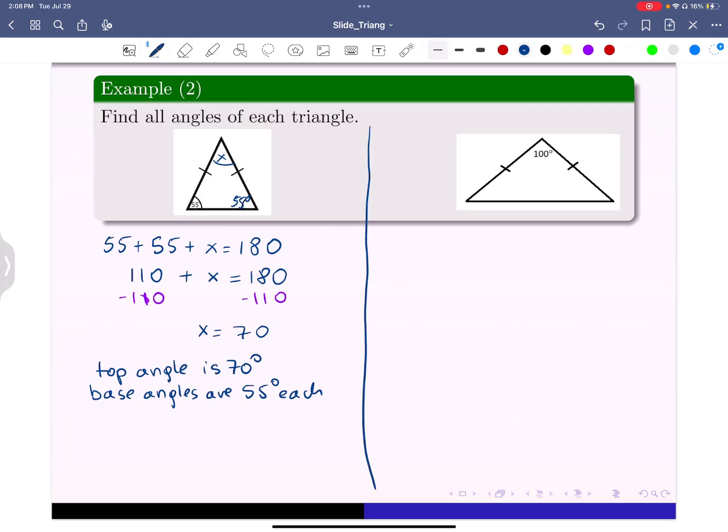Then we have part B. These two sides are equal, and this is the indicator that these two sides are equal. If two sides are equal, we know that the base angles must be the same. At this point we don't know them, so we mark them x. But we know that when we add all the angles, they need to add up to 180 degrees. So we have x plus x plus 100 is equal to 180.